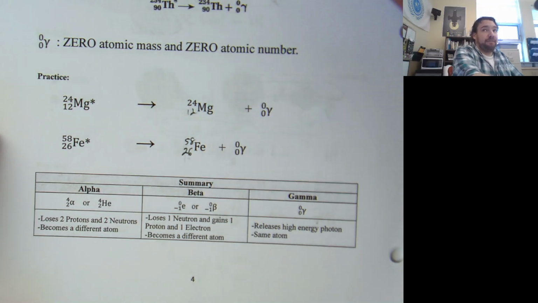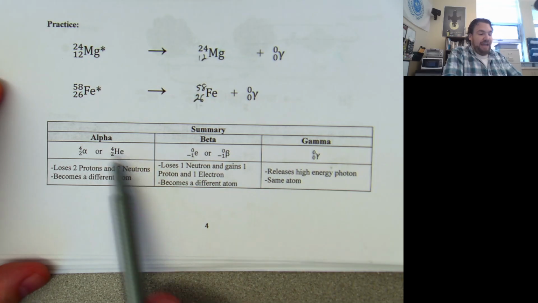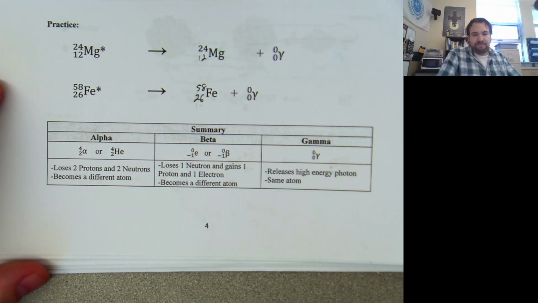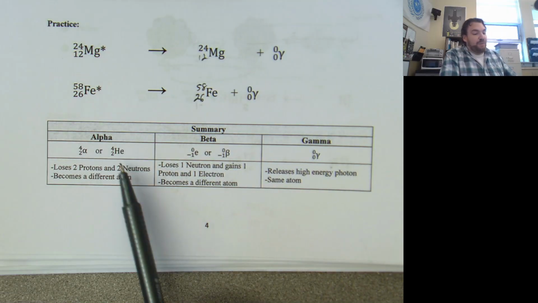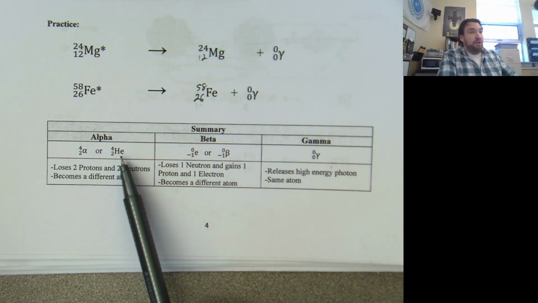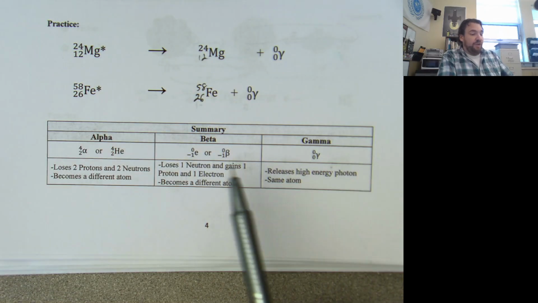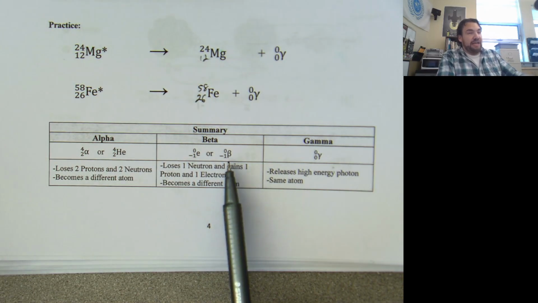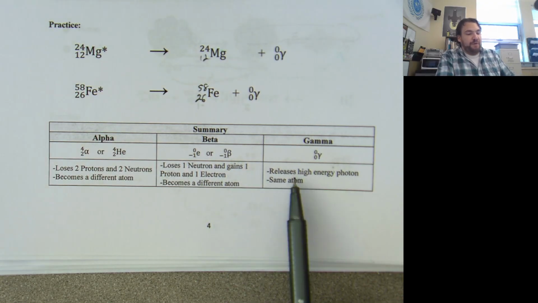So in summary, this is what we've got here. We've got alpha decay, beta decay, and gamma decay. And as you can see, as we go along, the particles are getting smaller and smaller. We went from a helium nucleus to an electron, and then from an electron down to a photon. Yar, wake up.